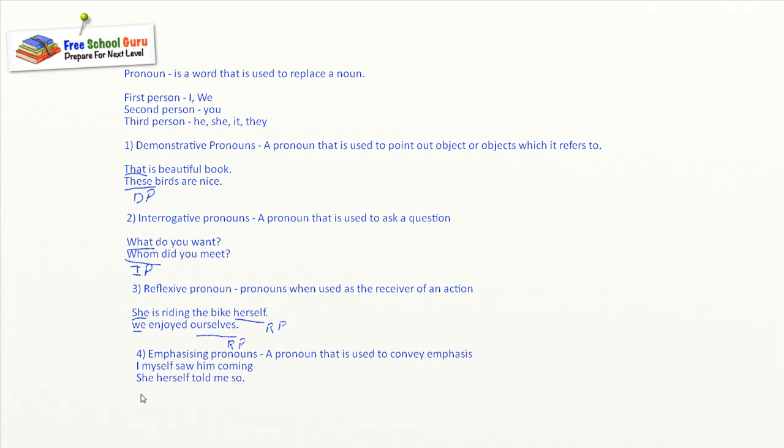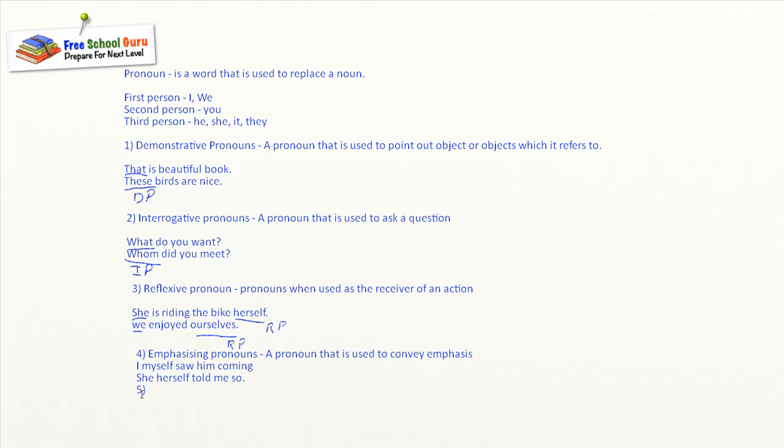It's a very slight difference between reflexive pronouns and emphasizing pronouns. So you have to understand it really well. When there's action being performed as a receiver of an action, right, that becomes a reflexive pronoun. But when you are emphasizing in a sentence, it becomes emphasizing pronoun. Okay, so far so good. Okay, good. Now let's move on to the last one.